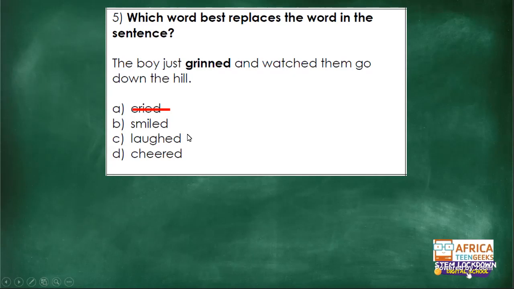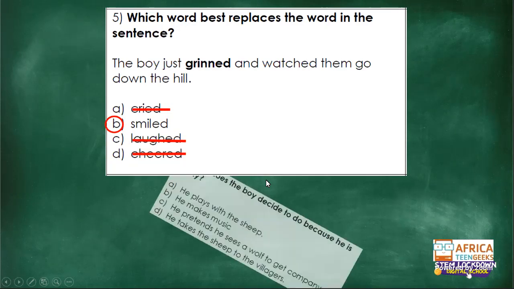Let's look at the next one. Laughed. True or false? What do you think? False, because grinned is not the same as laughing. It's more smiling. And the next one? Cheered. Is that true or false? False. So the answer is smiled. Good. Would you like to do another one? Yes.